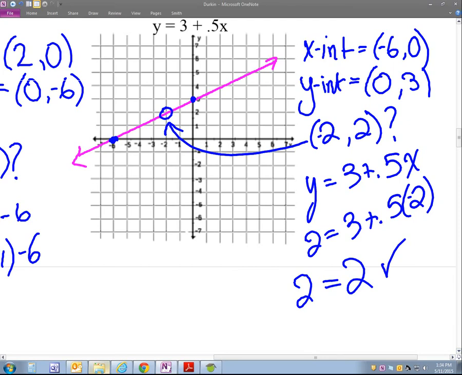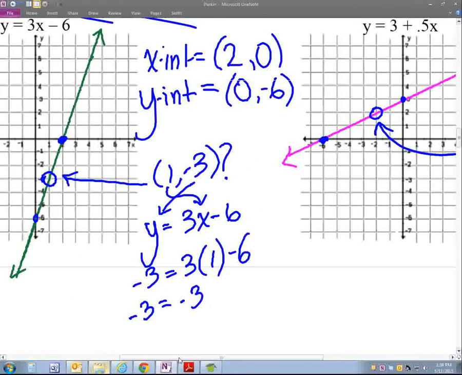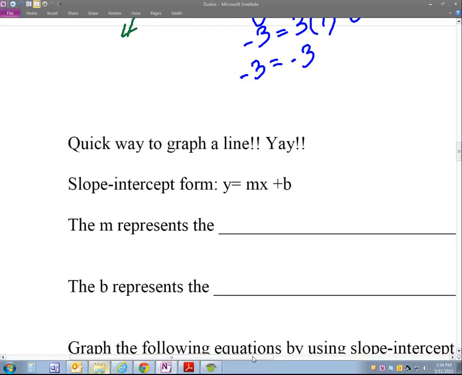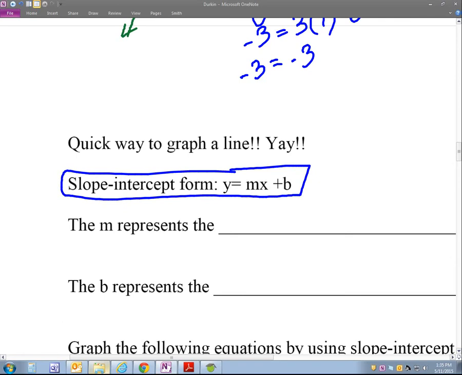All right. Hard stuff over. Let's make it easier. Look, a quick way to graph a line. Yay! So happy I made it. This is the slope intercept form.